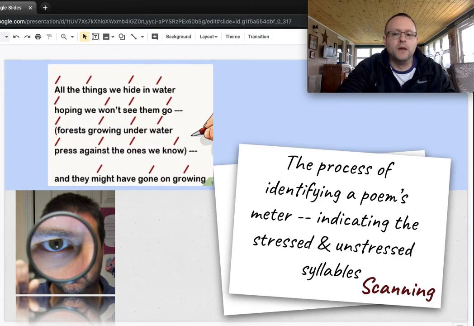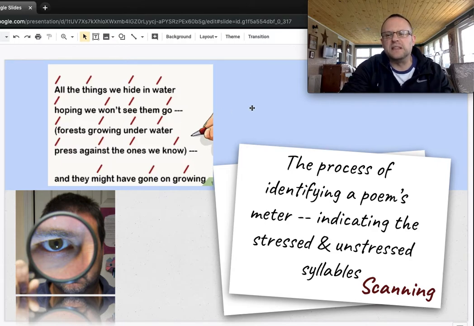All right, next term we're looking at here is scanning. And scanning is the process of identifying a poem's meter. So you're indicating the stressed and unstressed syllables. So scanning is not part of a poem, but it's actually an action. So you're taking a look at the poem and you're going through and marking which syllables are going to be stressed, which syllables are going to be unstressed, and then you're figuring out the meter.